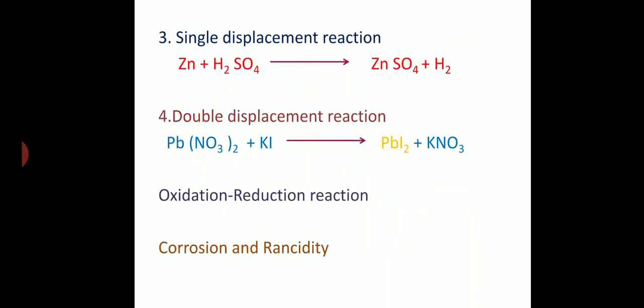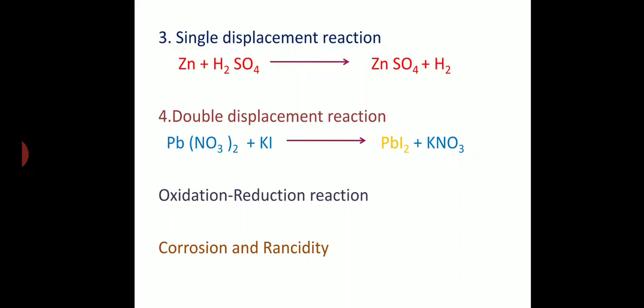Then the third type of chemical reaction is single displacement reaction. Here a more reactive metal displaces the less reactive metal from its salt solution. More reactive metal displaces the less reactive element from its solution. Here example given, zinc with hydrochloric acid gives zinc chloride plus hydrogen gas. Zinc with sulfuric acid gives zinc sulfate plus hydrogen gas.